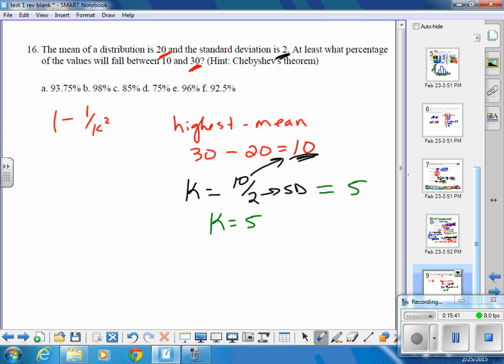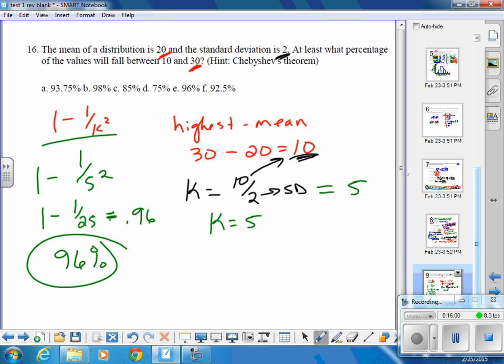Now from here, I just plug this into this formula. 1 minus 1 over 5 squared. Well, what's 5 squared? 1 minus 1 over 25. I do this in a calculator. This is a fraction now. And I end up with 0.96, or 96% of the data is going to fall between the numbers 10 and 30. Let me quickly explain why this makes sense.